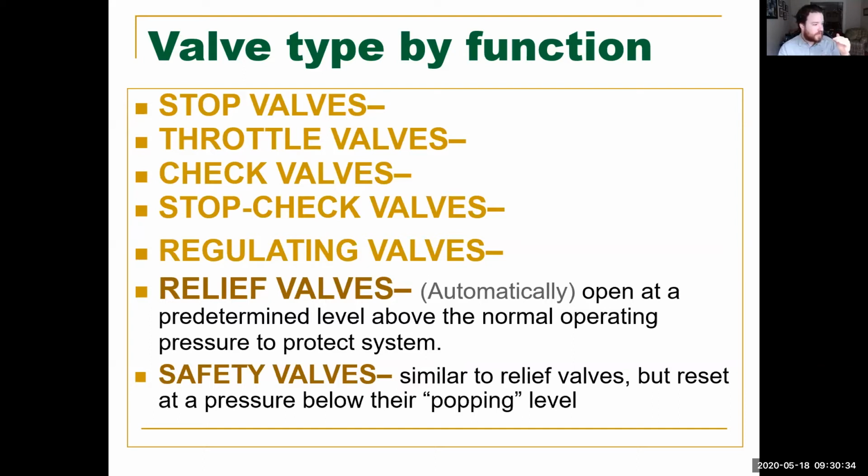A safety valve, instead, is still going to pop at 100 psi, but instead of closing at 99, it's going to close at, let's say, 90. So it's going to open and stay open from 100, and drop the pressure all the way down to 90 psi. And then once it's at 90 psi, it closes. But if the air pressure starts to go up again, it's not going to pop at 90. It's only going to pop at 100, and then drop down to 90. So you're not going to have that chatter. All right.